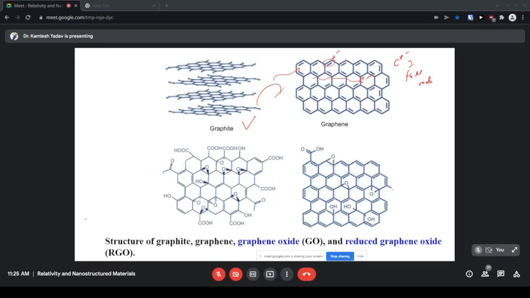This electron is very loosely bound to the carbon atom because that is a pi electron, and that electron is delocalized over the sheet.